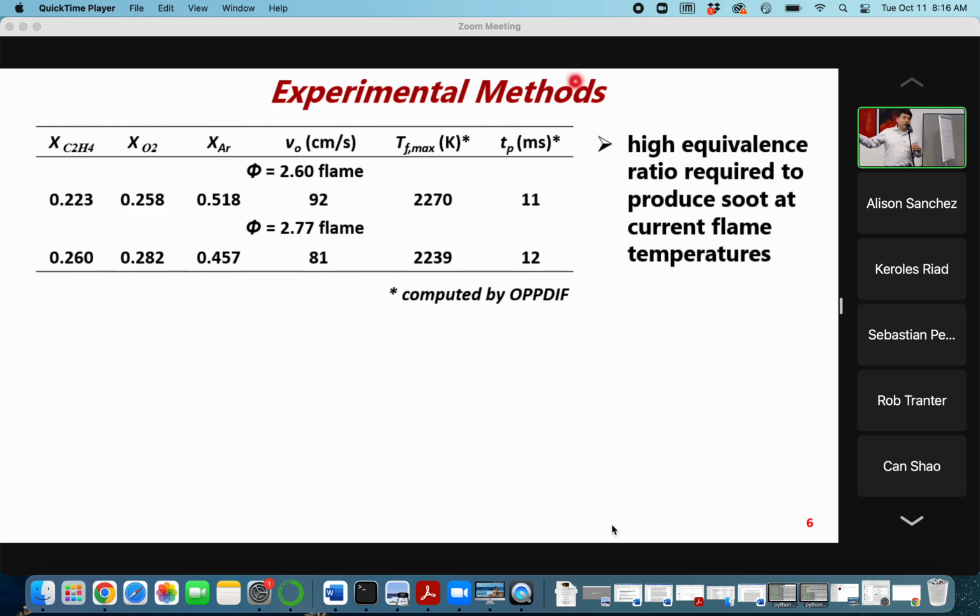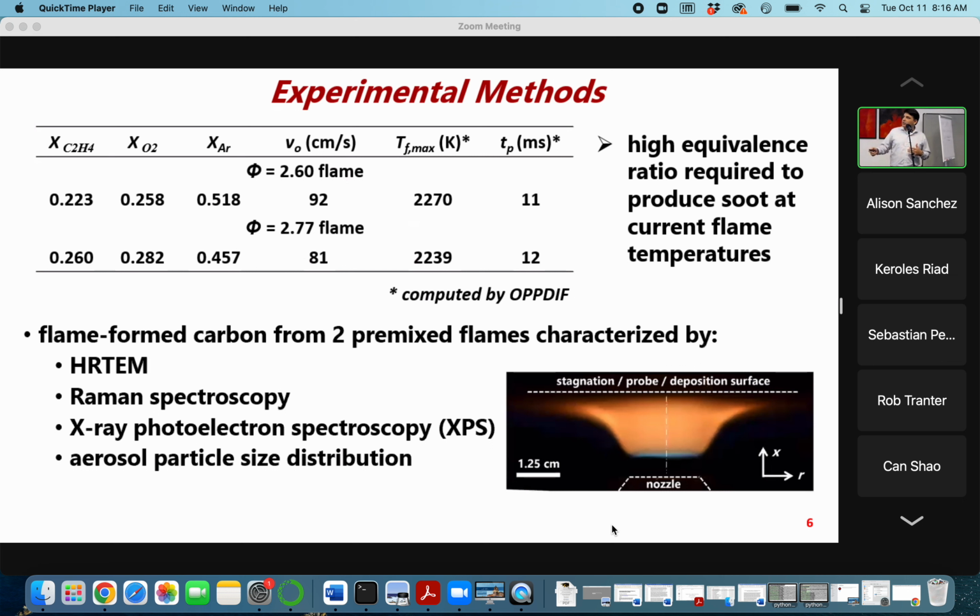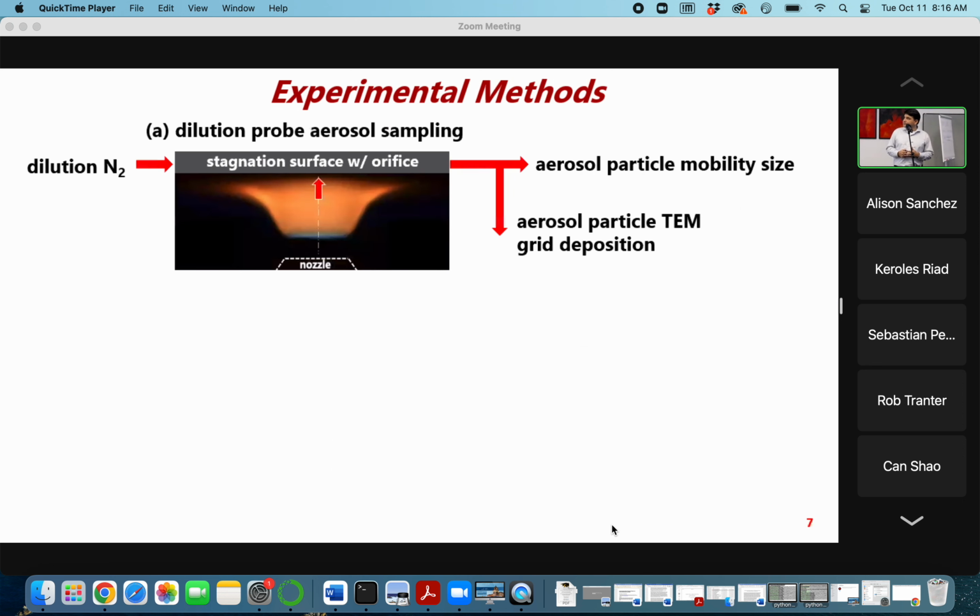So another unique thing about these flames in the sooting condition is that you need to have a lot of excess fuel in order to see soot formation. And that's what causes some unique things that I think haven't been observed before that we'll talk about now. So once we have this soot formation, we'll look at these different characterizations of the materials that we're making.